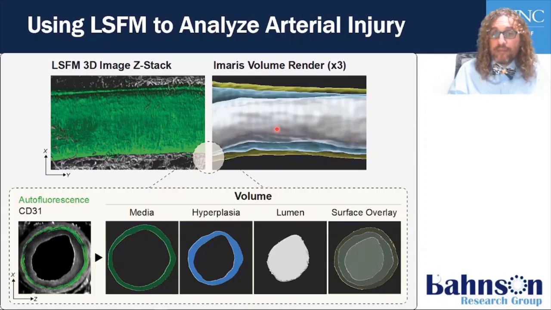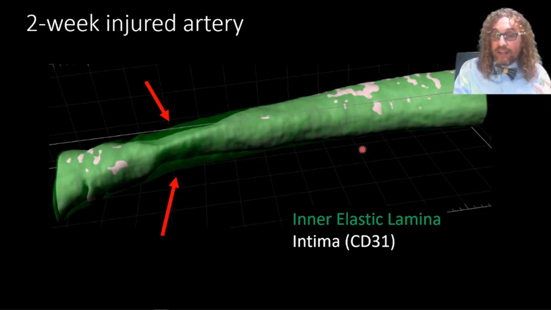To do that, we came up with this workflow using the software Imaris. We import the Z-stack into Imaris, and using a tool called Surfaces, we encapsulate these. Using the CD31 fluorescence and the fluorescence of the internal and external elastic lamina, we can use those surfaces to encapsulate different volumes: the volume of the media, the volume of hyperplasia, and the volume of the lumen. Doing that, we can see the entire vessel and identify where the site of stenosis is.